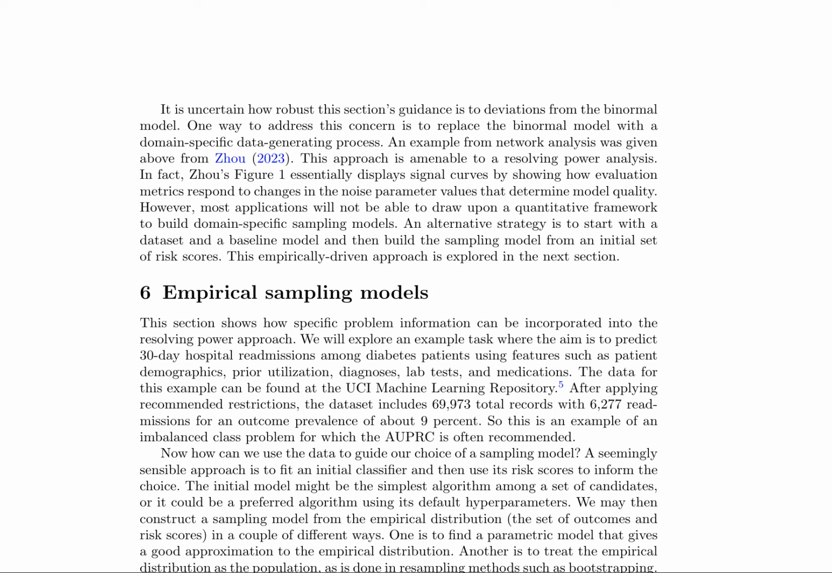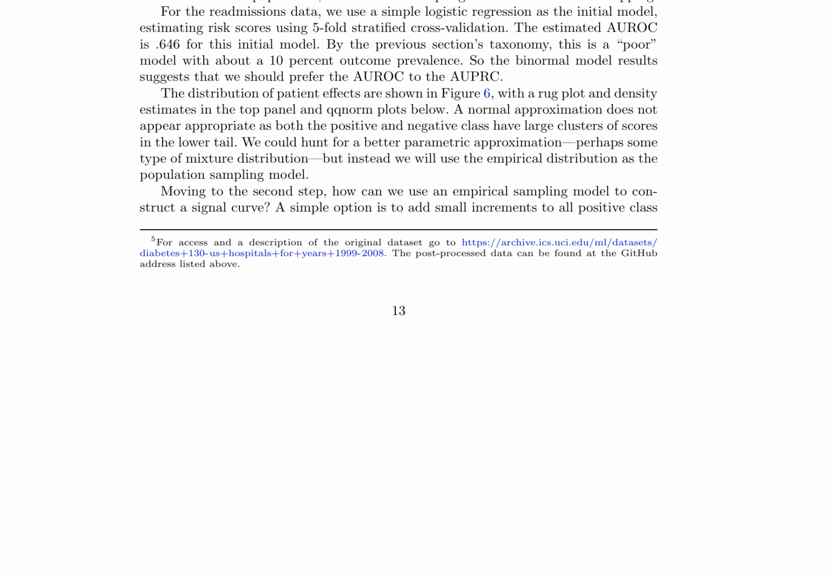69,973 records with 6,277 readmissions, representing an imbalanced class problem with an outcome prevalence of approximately 9%. To guide the choice of a sampling model, a simple logistic regression is used as the initial model, estimating risk scores using 5-fold stratified cross-validation. The estimated AUROC is 0.646, indicating a poor model according to the previous section's taxonomy. The binormal model results suggest that the AUROC is preferred over the AUPRC for this scenario.